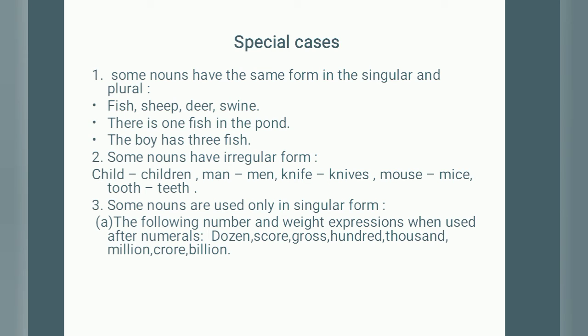Number 3, some nouns are used only in singular form, like the following number and word expressions when used after numerals. These are like dozen, score, gross, hundred, thousand, million, crore, billion. Here all these words are used in a sentence if they are followed by a numerical quantity, like 11, 12, 13, 14, 23. They will not change their form in the plural as well. We have to be careful about these things.